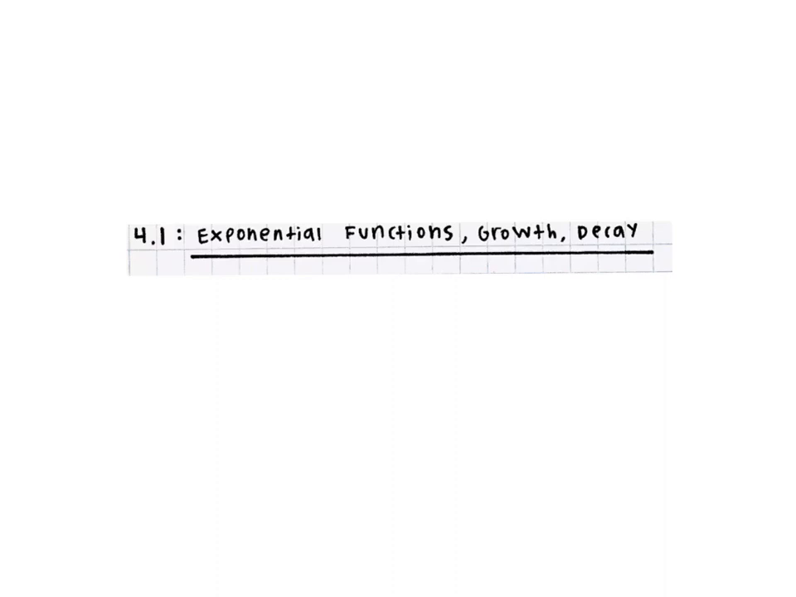In semester 1, we learn mostly about polynomial functions. So we learn things like y equals x or y equals x squared, where we have the base, that's the unknown, and we have the exponent with numbers. In chapter 4, for exponential functions, growth and decay, what we're going to see is that the unknown variable is going to be the exponent.